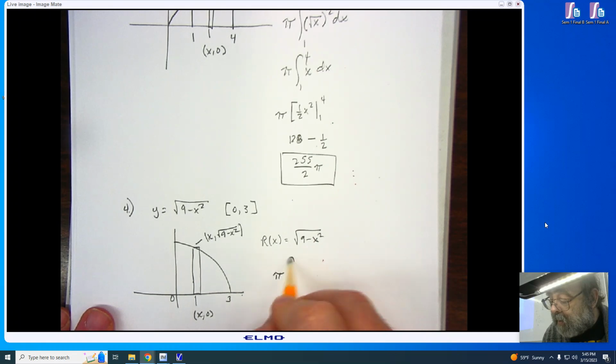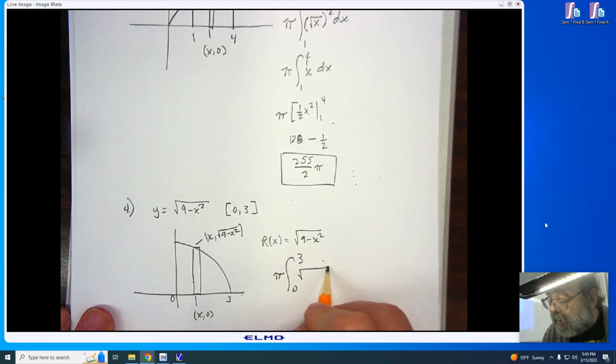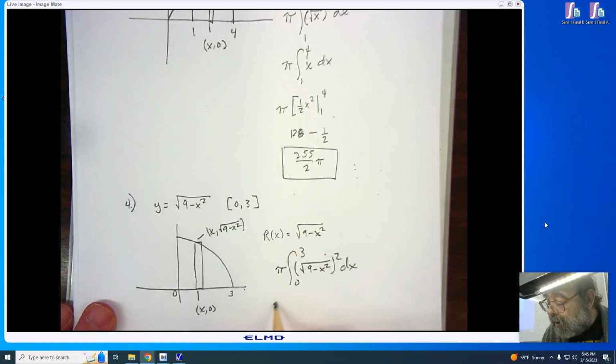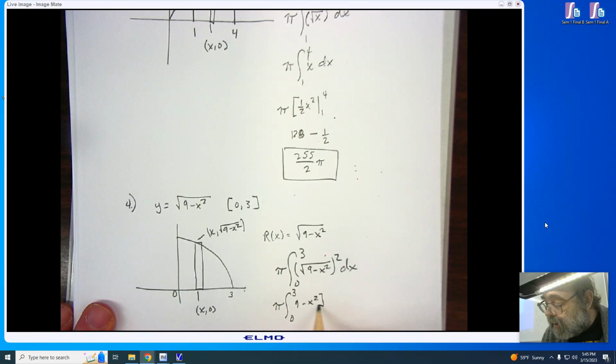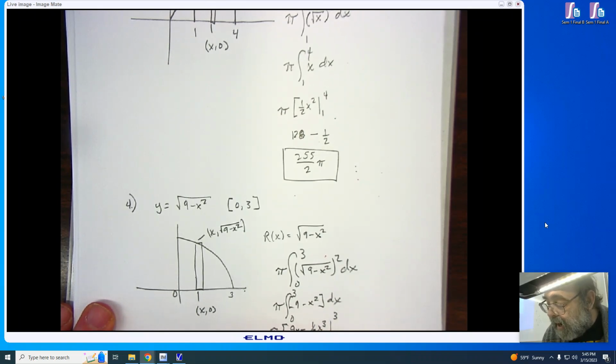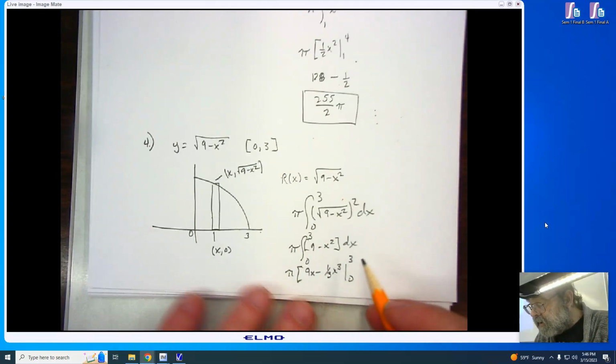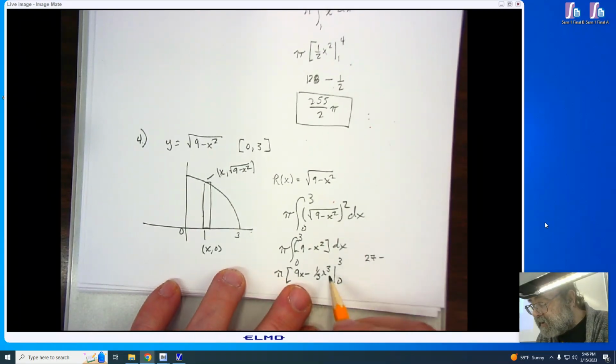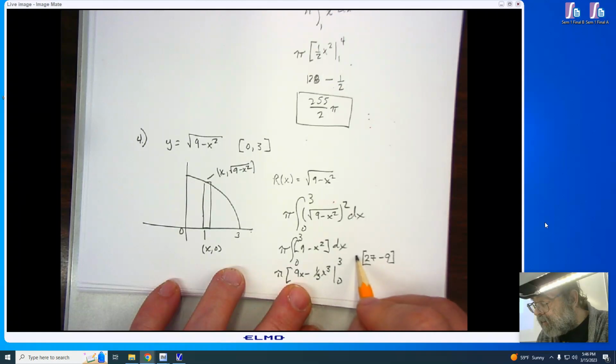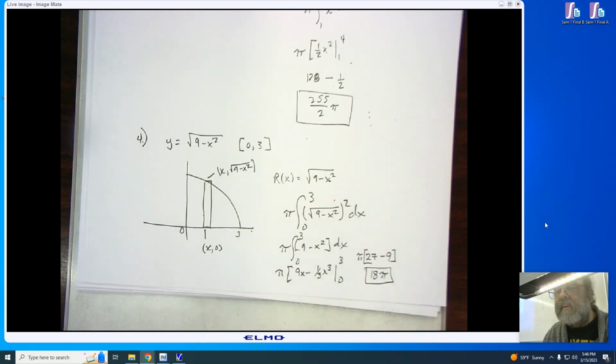Putting this in as pi integration from 0 to 3 for the square root of 9 minus x squared, the quantity squared, dx. I'm now looking at pi integration 0 to 3 of 9 minus x squared dx. I end up with 9x minus 1/3 x cubed from 0 to 3 multiplied by pi. This is going to give me 27 minus, and you'll notice 27 divided by 3 is 9, multiplied by pi, and I'm looking at 18 pi as my answer.